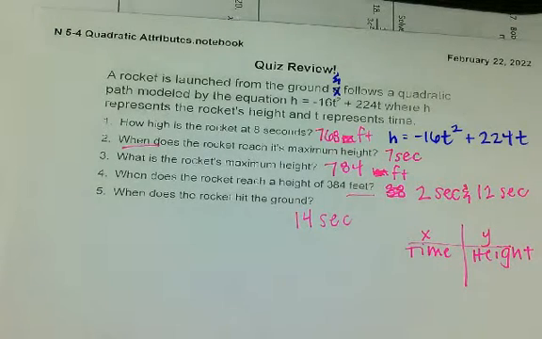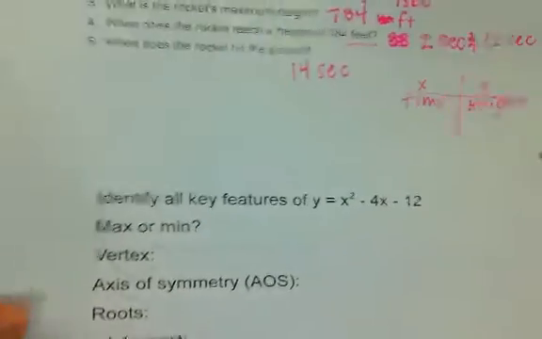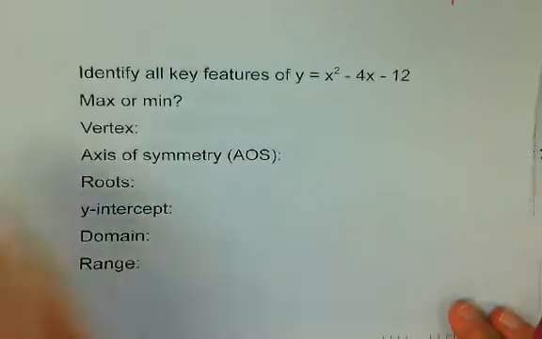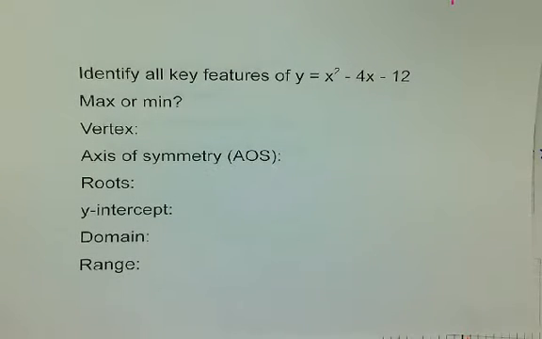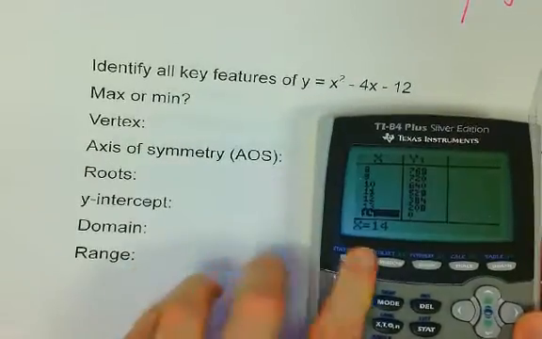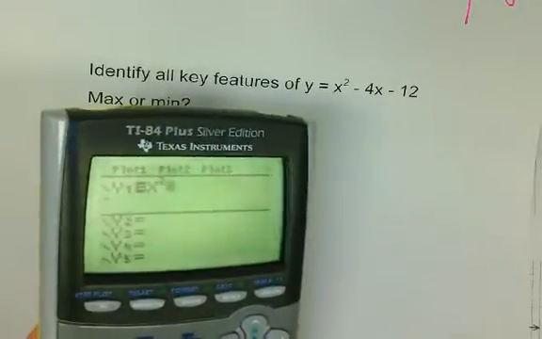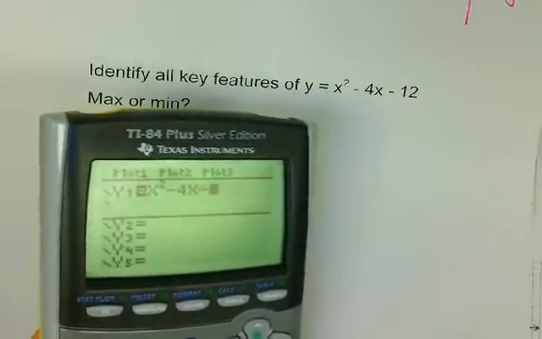Okay, let's also review the vocab that we've been talking about throughout the video. It says, identify all key features of y equals x squared minus 4x minus 12. First thing I'm going to do, type it in my calculator. So x squared, I know it's hard to see on my screen, but I promise I'm typing the problem on the board.